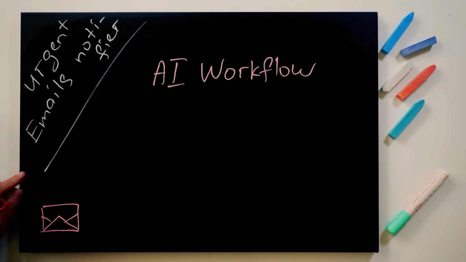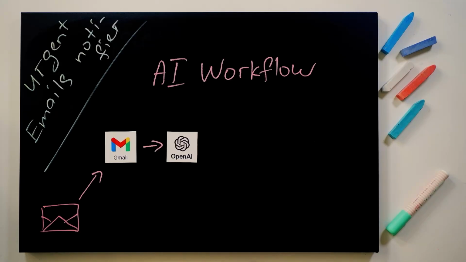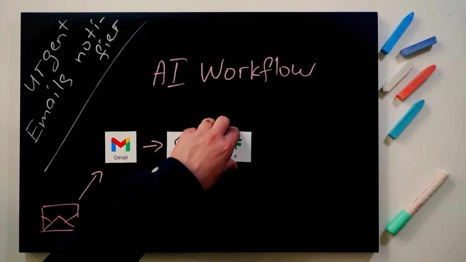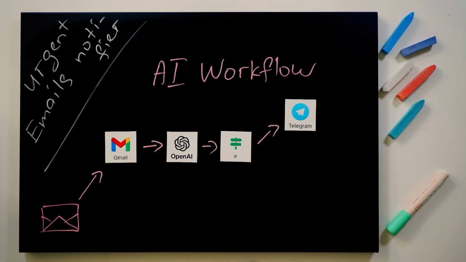Here's how it works. When a new email arrives to your Gmail inbox, n8n sends it to OpenAI and asks whether the message is urgent or not. If it is, n8n sends a Telegram notification to yourself with key details about this email.